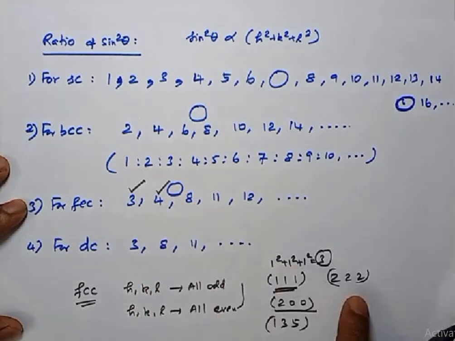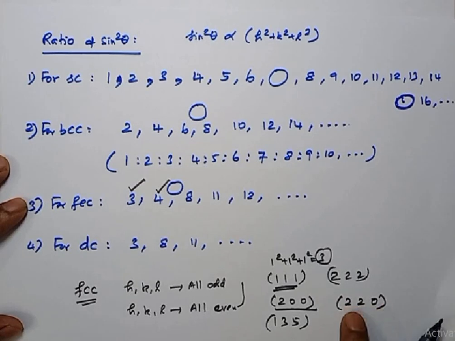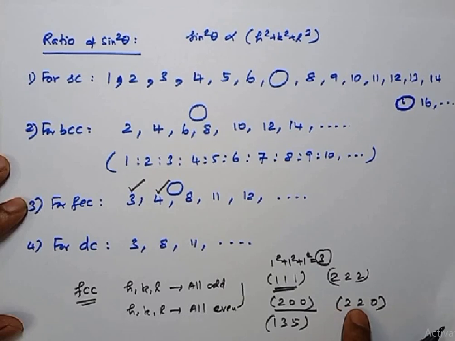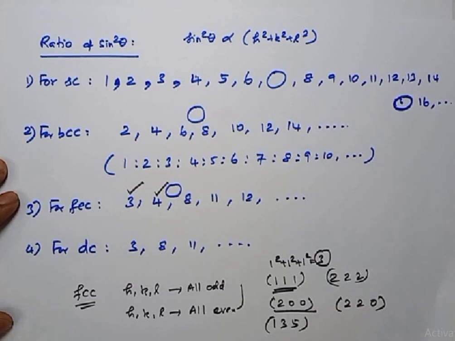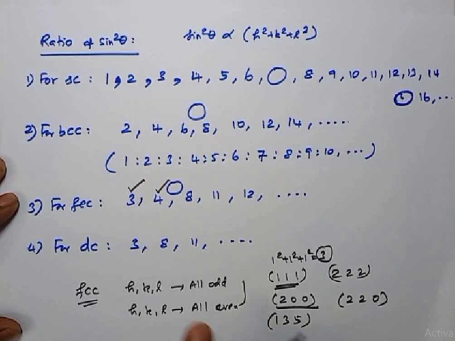Then what about 8? See, I have another plane, 2 2 0. What is 2 2 0? All the numbers are even, right? Yes, sir. If all the numbers are even, or all odd, it should be FCC. Now, take the squares of these numbers and add them: 2 square plus 2 square plus 0 square. What we get? 8. What is the sum? Sum is equal to 8, right? So we'll get signal at 8.